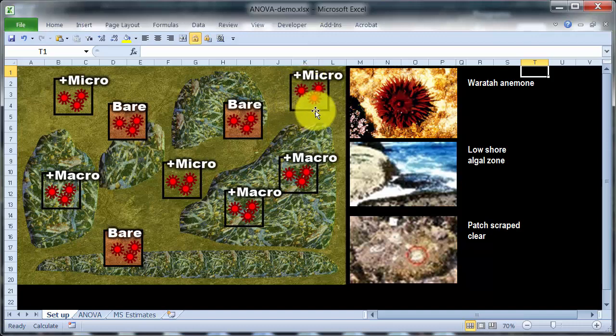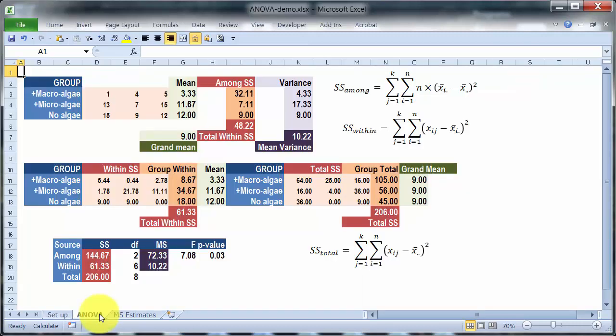Putting them on areas where there was no macroalgae, but there was microalgae, and that could be seen by the coloration of the rock, and then putting them down in areas that were completely scrubbed bare of anything, and then go back after a while and look for results. So up here you can see the actual numbers.